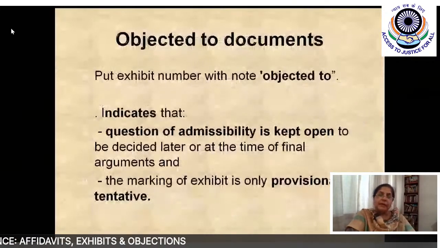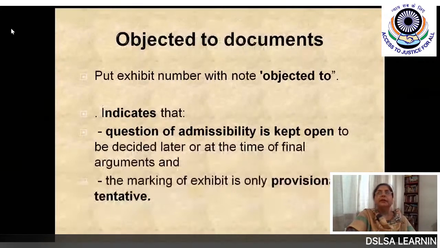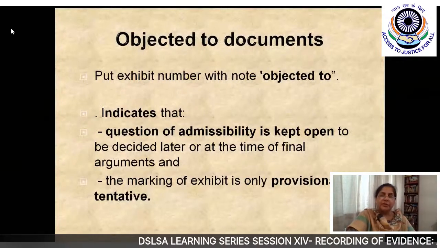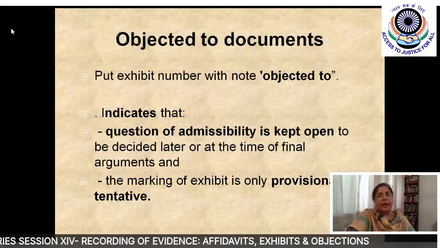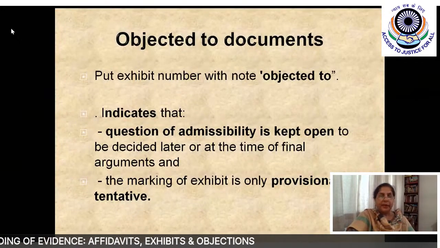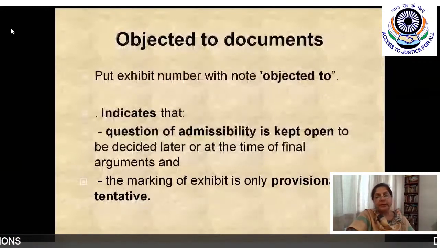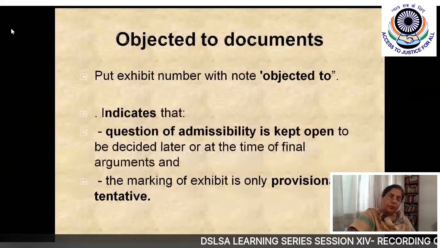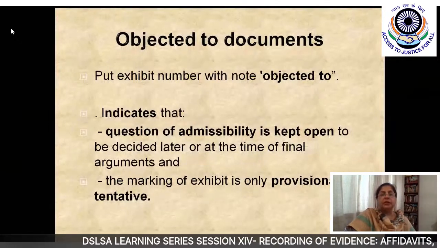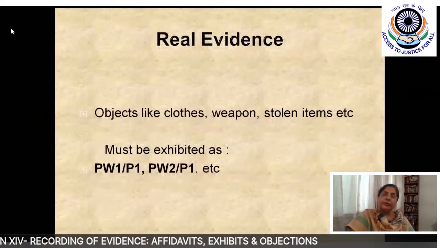There is a third category of documents, which is when an exhibit is put, but it is recorded objected to on the request of the other party. It means that the question of inadmissibility has been kept open to be decided at the later stage or at the time of final arguments. Marking or exhibiting of a document is provisional or tentative, and is subject to the rules of evidence.